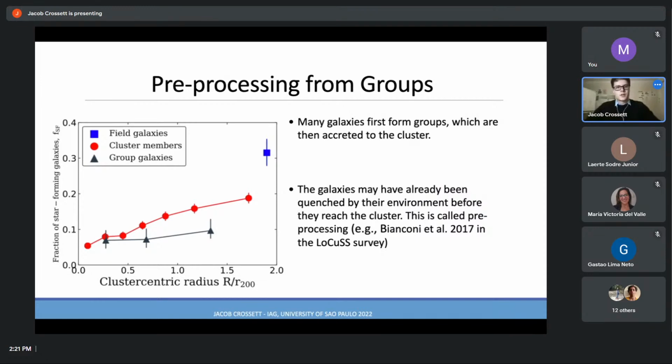into a cluster. We can see this in this figure here from Bianconi, I believe it actually now is accepted in 2018, so apologies for that, showing galaxies that have known substructures, i.e. that have fallen into a cluster via a group, in the black triangles, and they seem to have a lower fraction of star-forming galaxies than the other cluster members at similar radii. So this seems to show that galaxies that have fallen into a cluster via a group environment seem to have lower star formation and have already been transformed, or pre-processed.